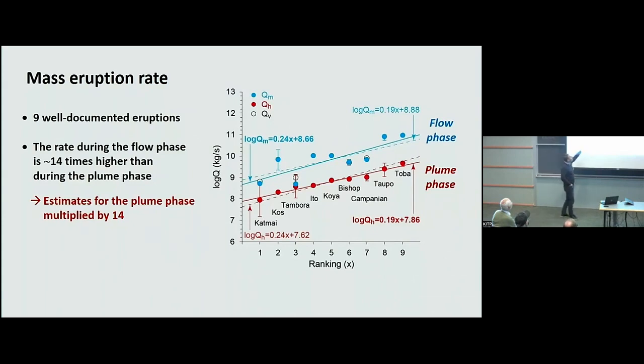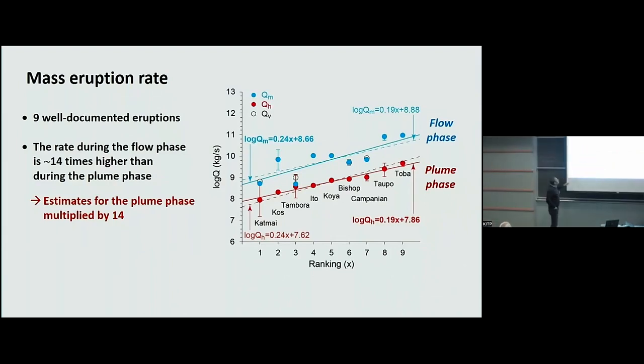Considering the plain and dashed line, we show that on average, the rate during the flow phase is 1 order of magnitude, exactly 14 times higher than during the plume phase. So as we most often get from the literature the flow rate for the plume phase, we multiplied the values by a factor of 14 to get the eruption rate for the flow phase, which is what we are interested in in our case.